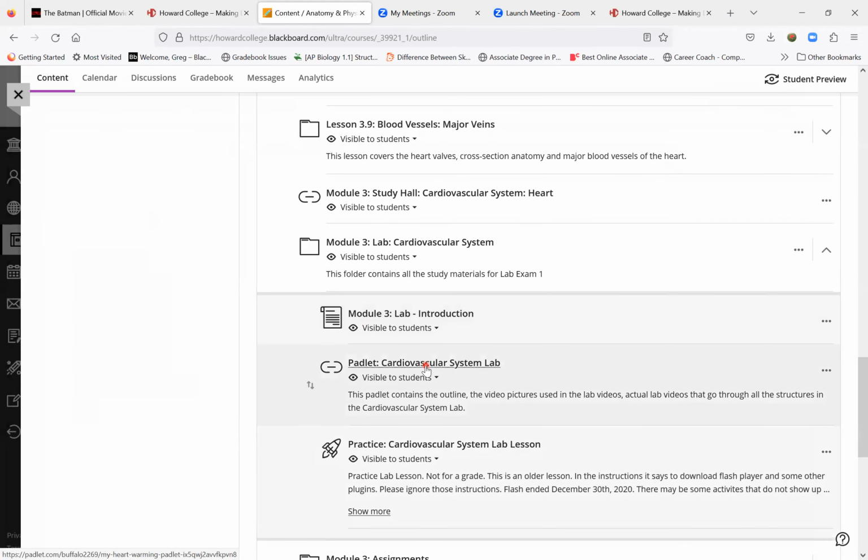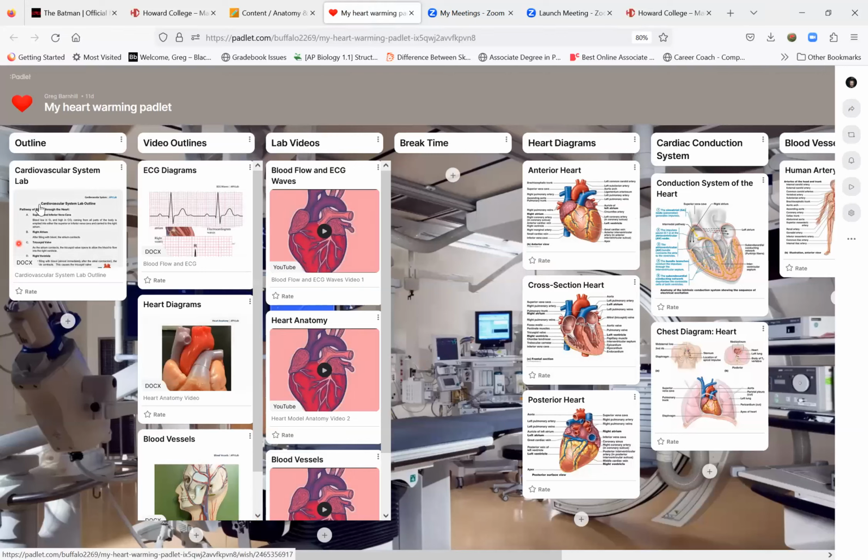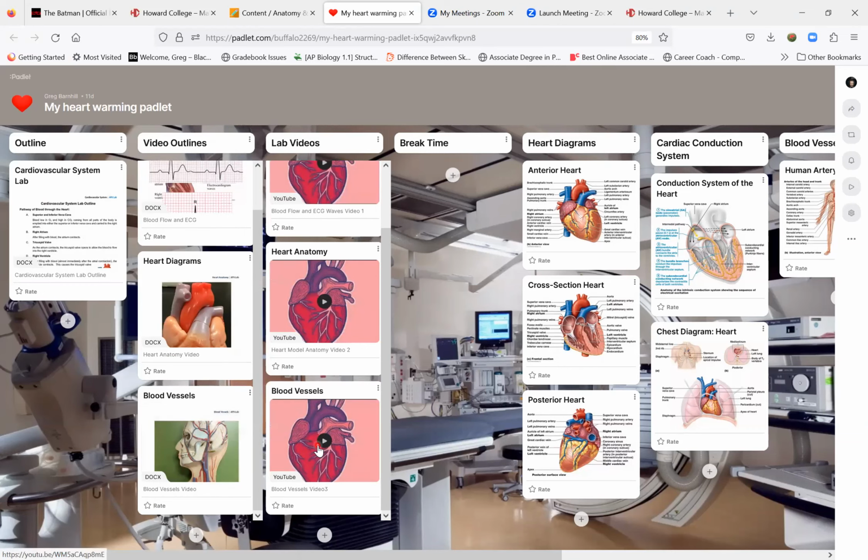But there is actually a Padlet here for the lab. Now, here's the outline, and on the outline, those are the terms. Everything on the outline is going to be on the lab exam. These video outlines correspond to these videos. Like here it says ECG and diagrams. I know that says blood flow ECG. Here's heart diagrams, heart anatomy. Here are blood vessels, and here are blood vessels.